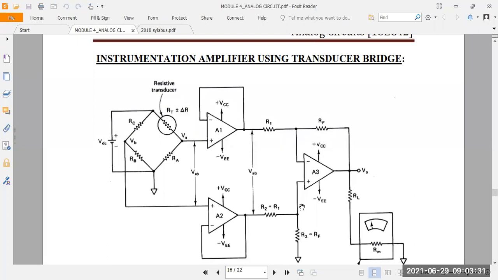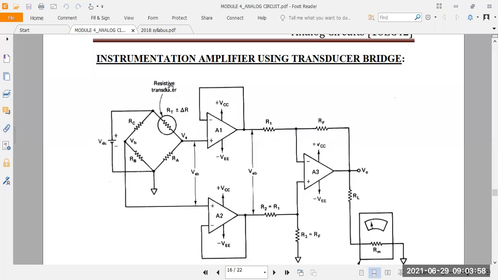The subtractor consists of how many resistances? 1, 2, 3, 4, 5. One is the load resistance, one is the feedback resistance. The remaining three are input resistances. R1 is going to the inverting terminal. R2 and R3 go to the positive terminal. Then the output of this subtractor goes to the indicator.